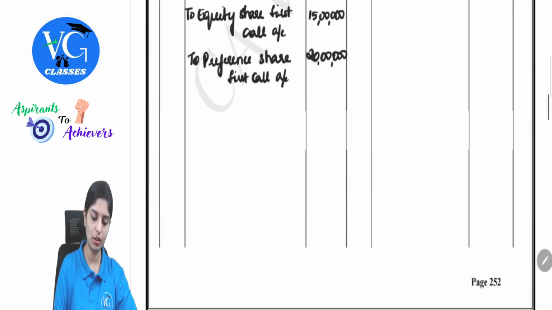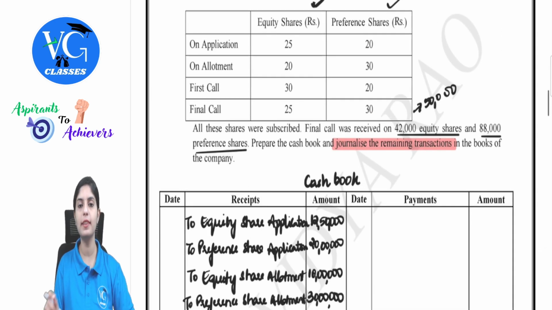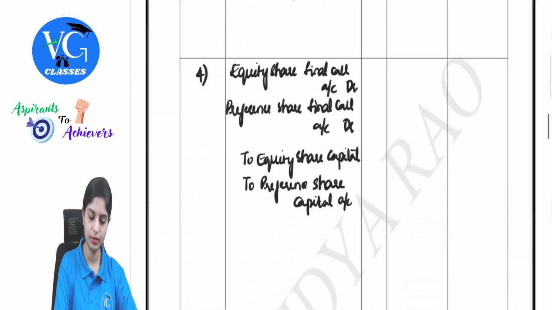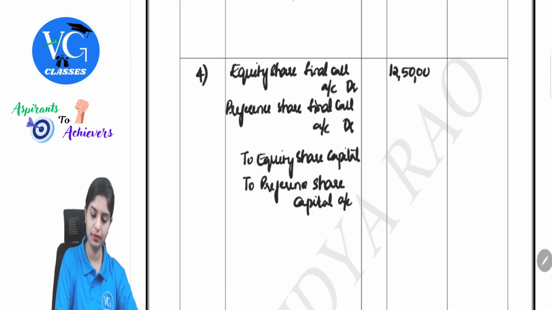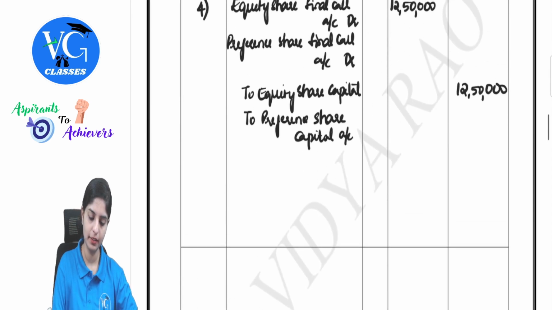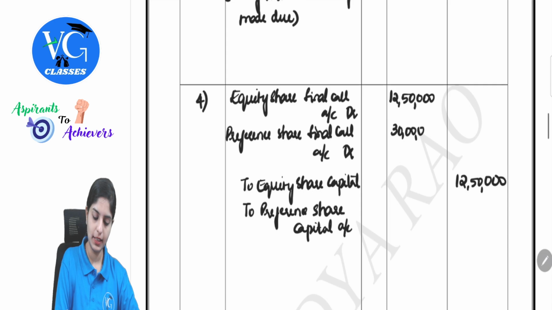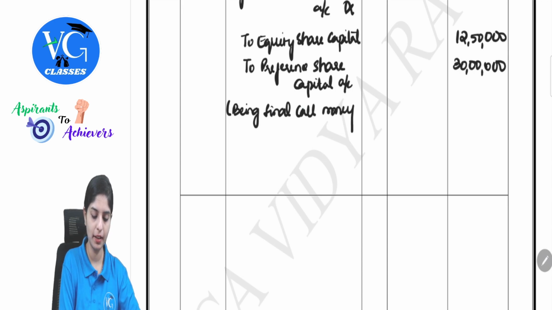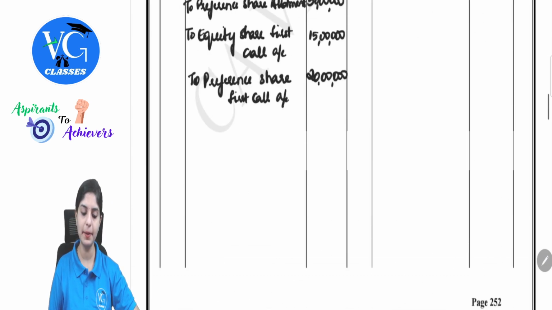So what is the final call installment? 25 for equity, 30 for preference. So 50,000 into 25, 12 lakh 50,000. For preference, it was 30 rupees. So 30 into 1 lakh, 30 lakh. Being final call money made due.